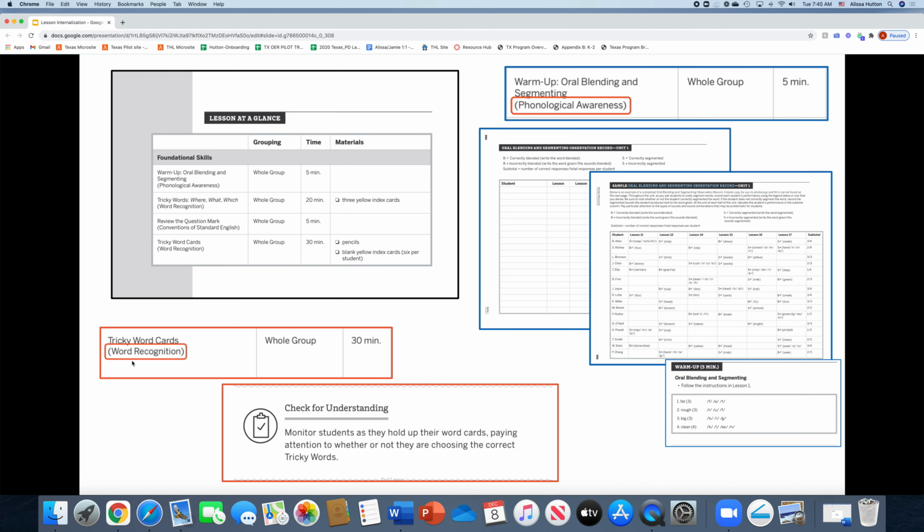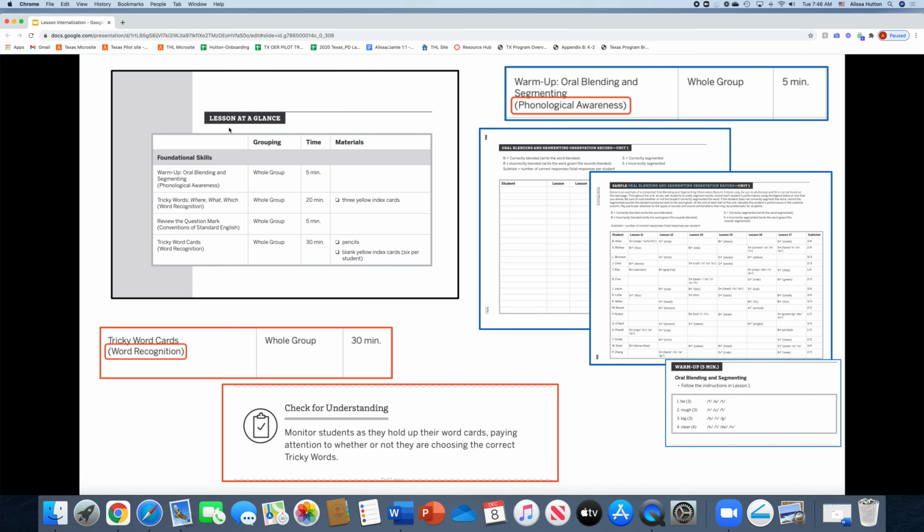So again, that word recognition piece for the tricky word cards, that's directly related to that check for understanding I just highlighted. The warm-up section is the oral blending and segmenting, and again, there will be words listed for you to utilize during this warm-up section that is specifically addressing that phonological awareness piece.